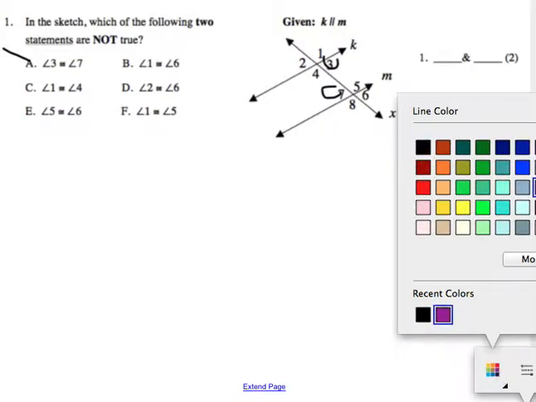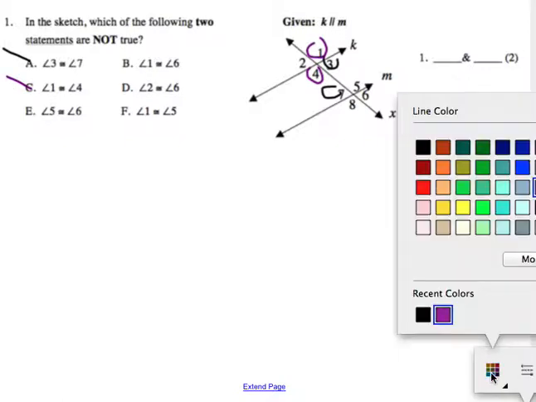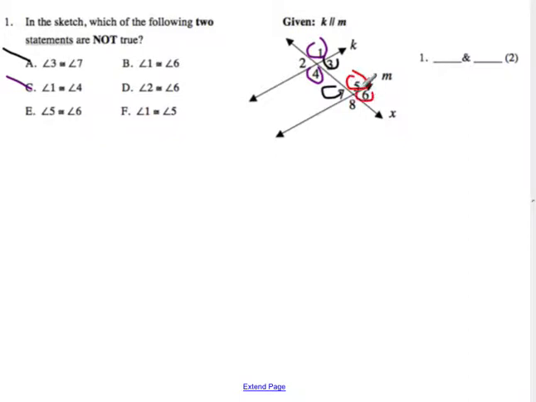Now let's take a look at angle 1 and angle 4. Angle 1 and angle 4 are vertical angles, and vertical angles are congruent, so C is true. Let's take a look at E. I notice that 5 and 6 form a line, so we don't necessarily know that they are congruent, because things that form a line add up to 180. So E is one of them that is not true.